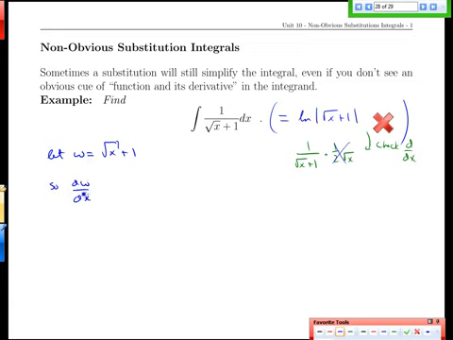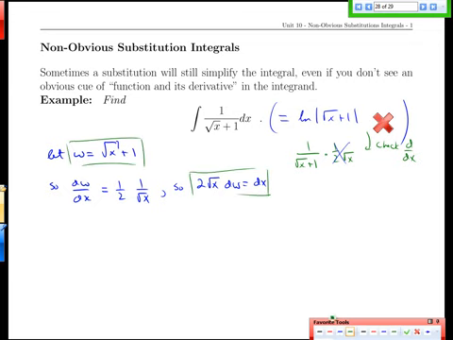If we let w equal root x, we get dw over dx is 1/2 1 over root x. So 2 root x dw equals dx. All right. So that would be our substitution.